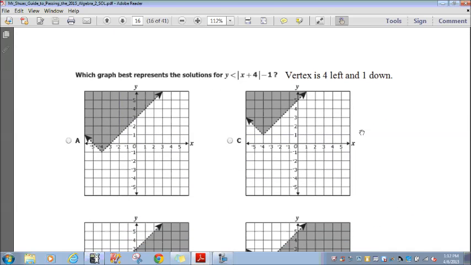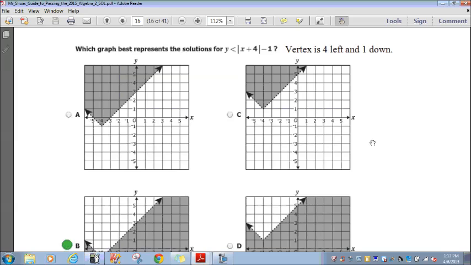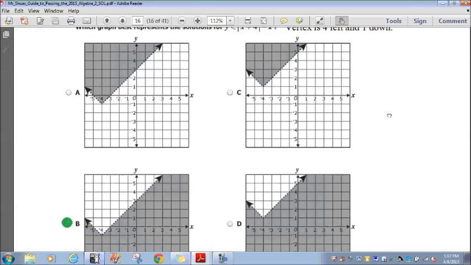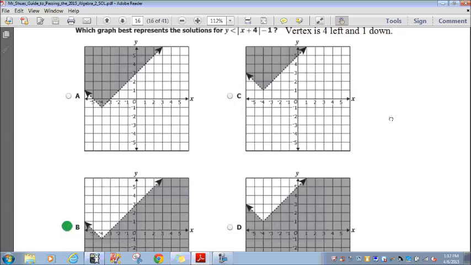Which graph best represents the solutions for y is less than the absolute value of x plus 4 minus 1? Well, looking at this particular expression, we know the vertex is going to be 4. If it's positive, that means the vertex is 4 to the left and 1 down. Now, looking at the 4 pictures that we have, only 2 of them have the vertex at 4 to the left and 1 down. A and B both have the vertex as 4 left and 1 down.